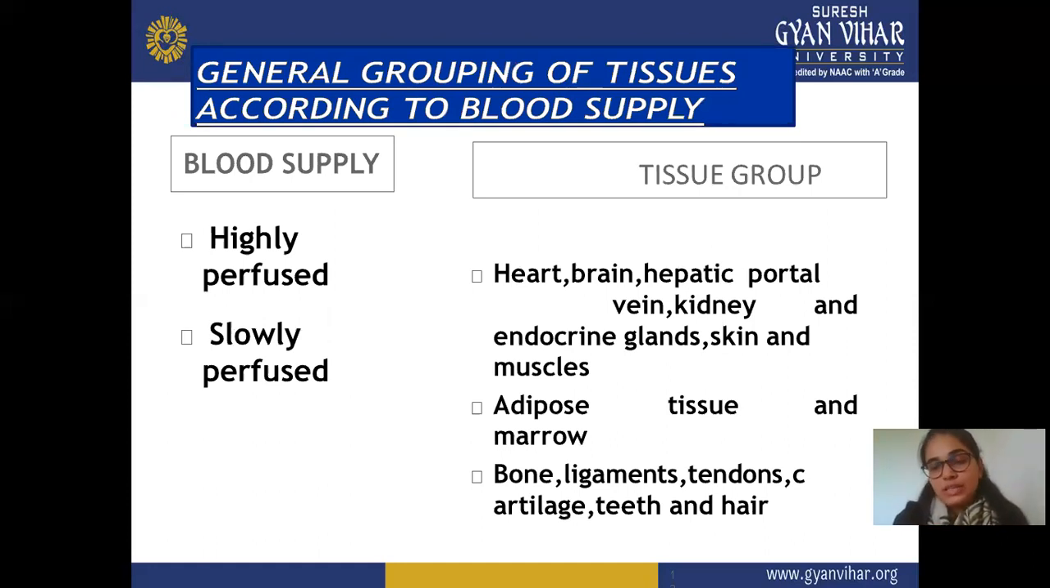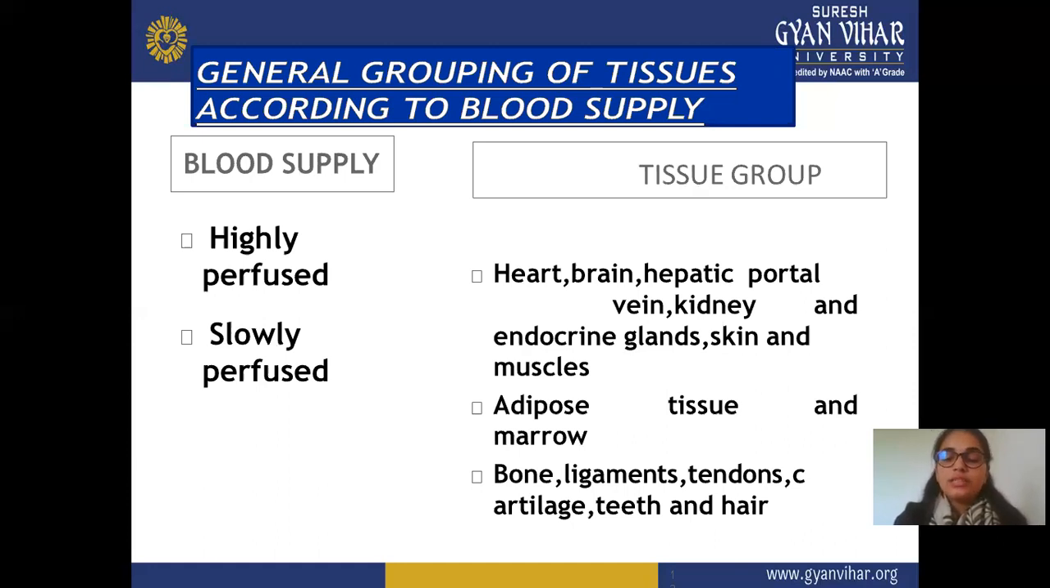Next is blood supply and tissue group. According to blood supply, the first group is highly perfused tissue. This includes the heart, brain, hepatic portal vein, kidney, endocrine gland, skin, muscles, adipose tissue, and marrow. These are the highly perfused organs that come in the central compartment, where drug distribution takes place very fast.